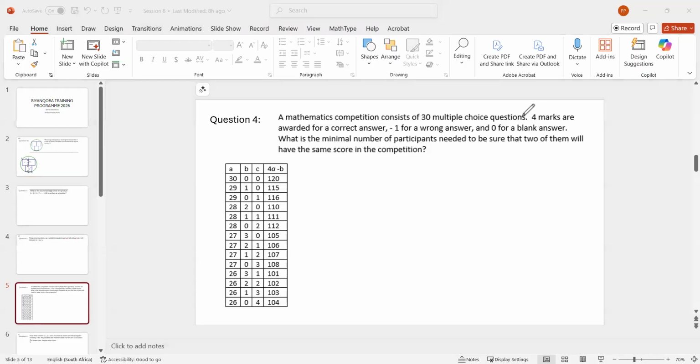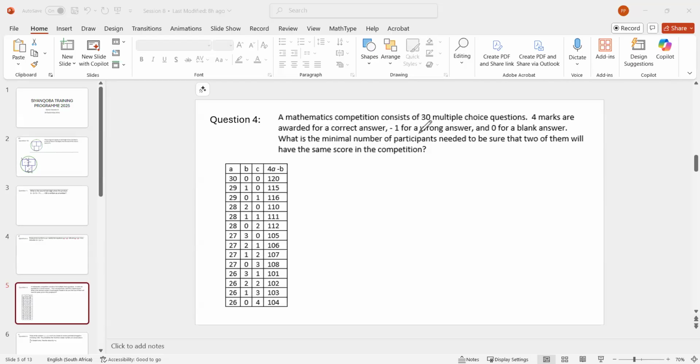Now, 4 marks are awarded for a correct answer. So the answer is correct, the 4 marks is awarded. And for the wrong answer, -1 marks are given. In other words, if a person guesses, there's a punishment for it. Okay? This kind of thing is quite common because sometimes by a guess you can get the right answer and get 4 marks, which is very unfair.